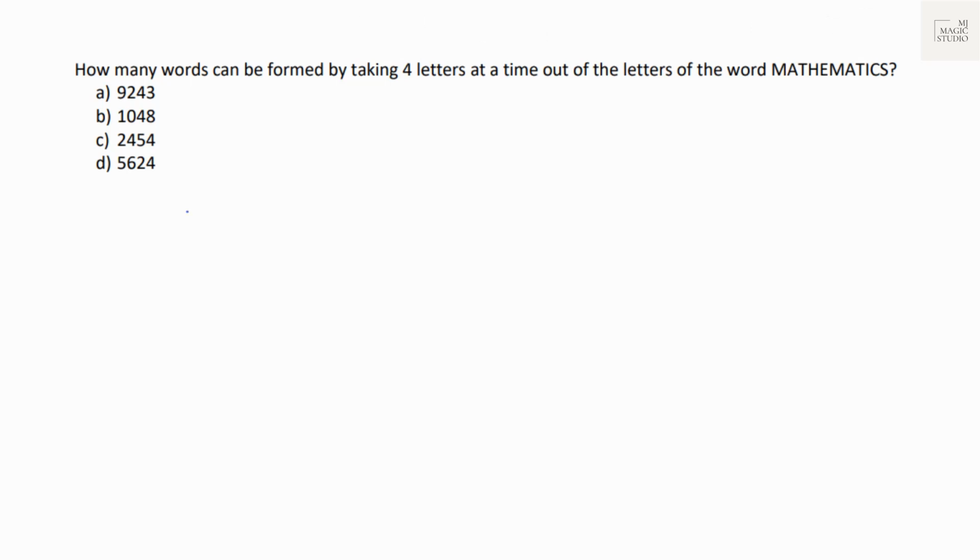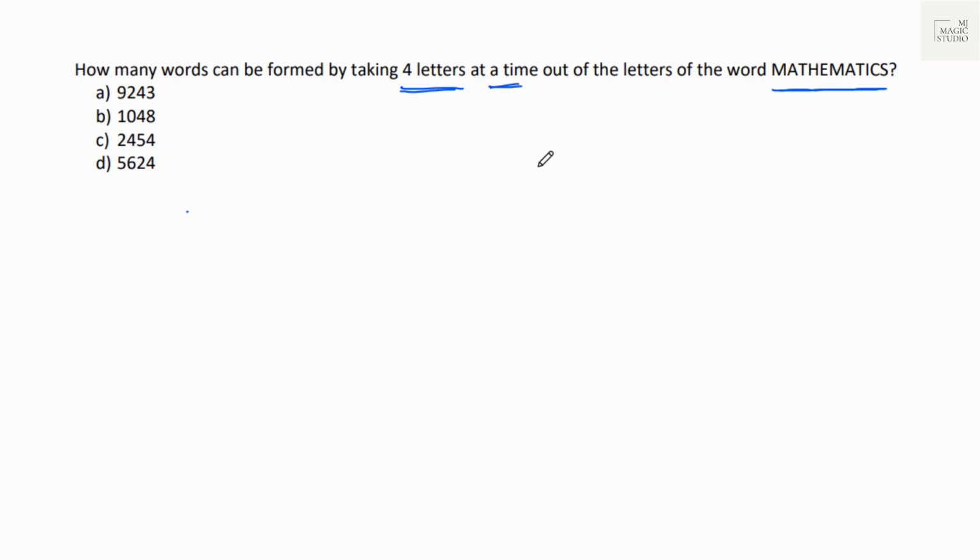Now, why is this classic, and why are we using both combination and permutation in solving these kinds of questions? How many words? Permutation, as we see, how many words means arrangement, can be formed by taking 4 letters at a time. That means r is 4, out of the letters of the word mathematics.